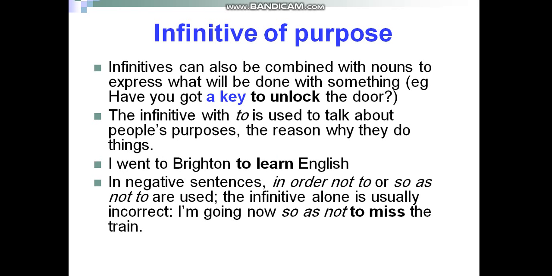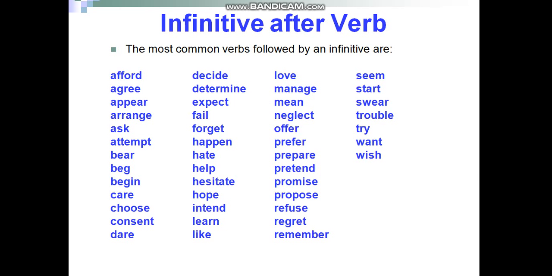Infinitives can also be combined with nouns. For example, have you got a key to unlock it? The infinitive with to is used to talk about people's purpose, the reason why they do things. I went to Brighton to learn English. In the negative, we use in order not to or so as not to; the infinitive alone is usually incorrect. I'm going now so as not to miss the train.